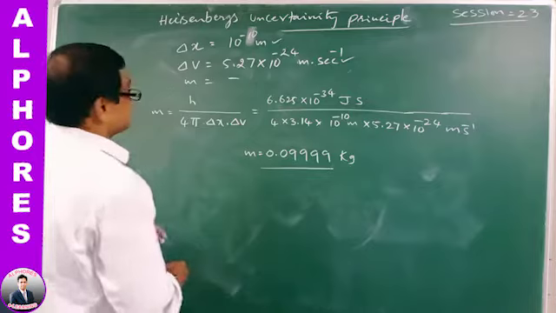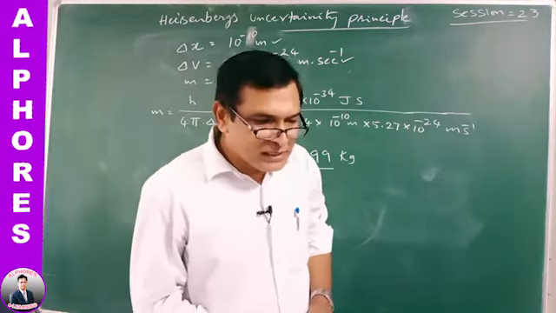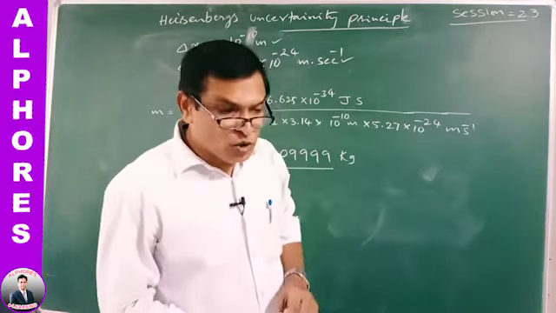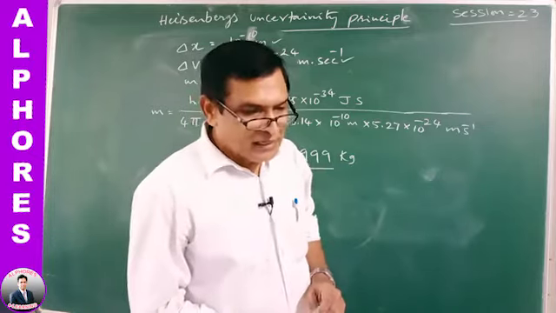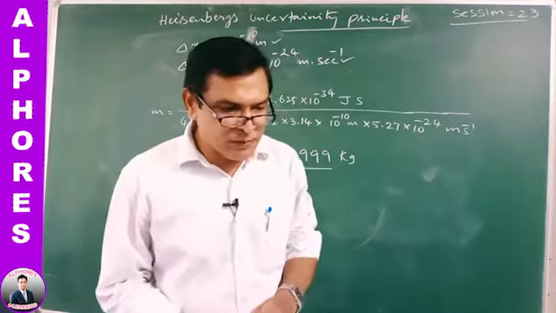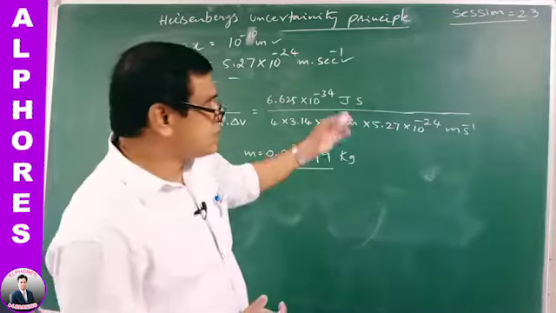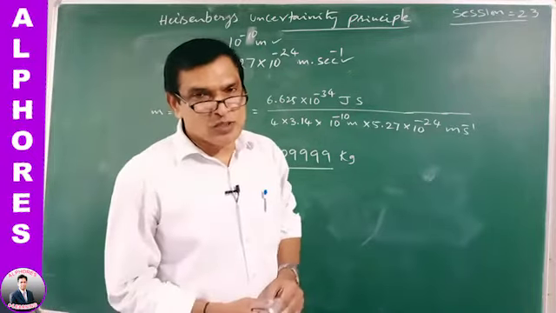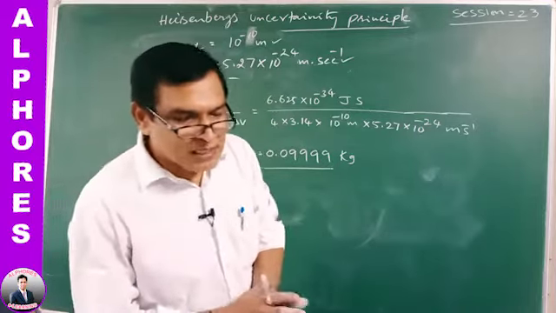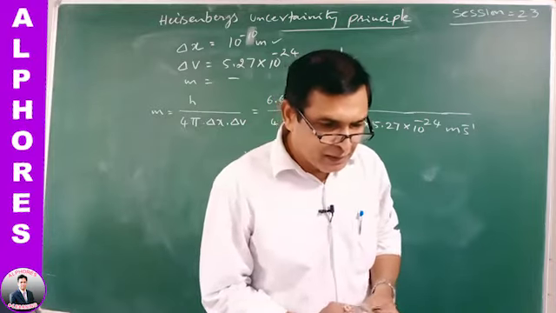Okay, so once again, let me read the numerical. The uncertainty in the position and velocity of a particle are 10 to the power minus 10 meters and 5.27 into 10 to the power minus 24 meters per second respectively. Calculate the mass of the particle. Planck's constant value is given, that is h equals 6.625 into 10 to the power minus 34. Next, let us try one more numerical.